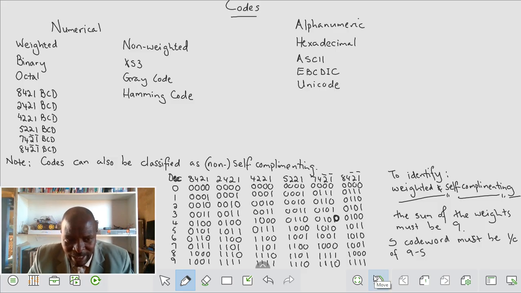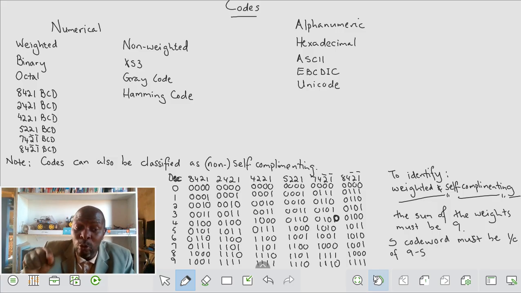two numbers are 9's complement of each other, their code words are going to be 1's complement of each other as well. Right? If two numbers satisfy that condition, that the numbers themselves are 9's complement of each other from 0 to 9, take an example 2 and 7, take an example 3 and 6. If two numbers are 9's complement of each other, and their code words also happen to be 1's complement of each other, that code is self-complementing.